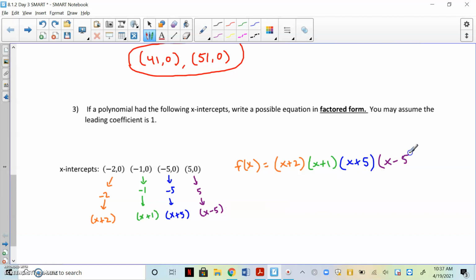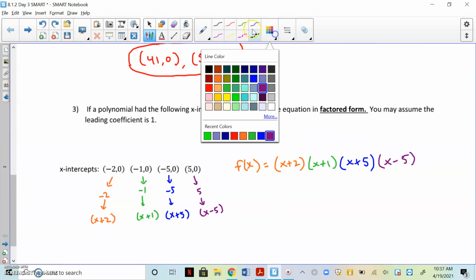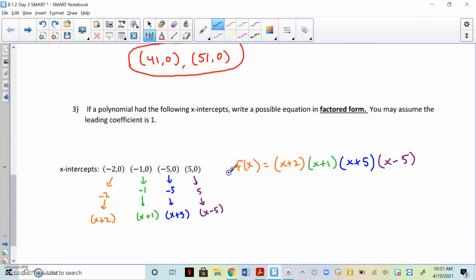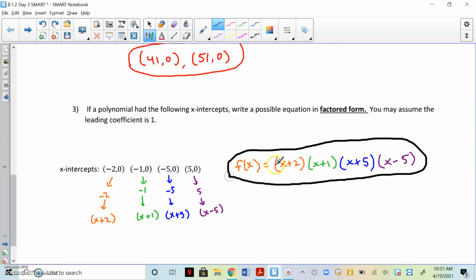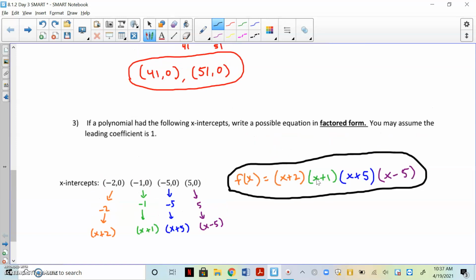All right. This is a possible equation for it. Now, because we don't have any other information, it might not be the only one, because if we had extra exponents or something, that's a possibility, and we just don't have enough information for that. So with whatever information they gave us, this is a valid, possible, potential equation that will go through all of these x-intercepts. So that's it for today.